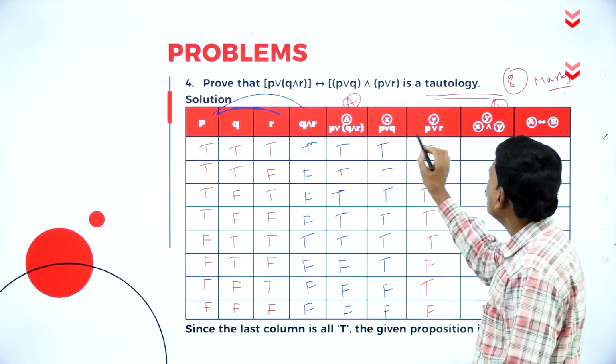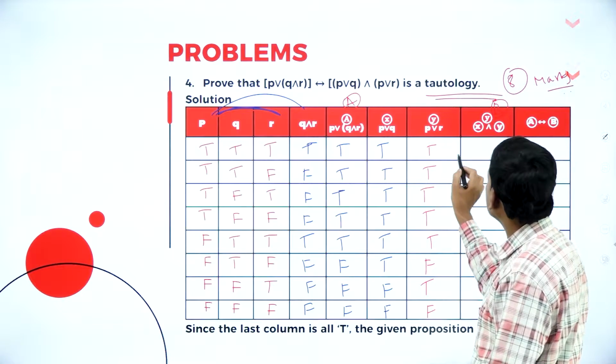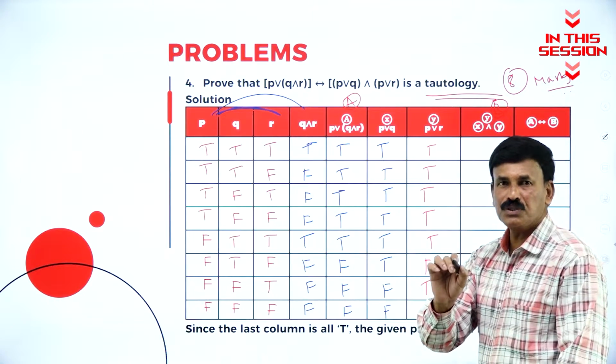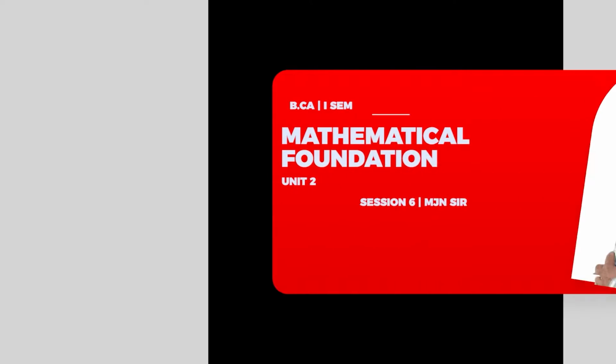The conjunction for P disjunction Q. Conjunction: true and true is true. In all other cases, it is false.